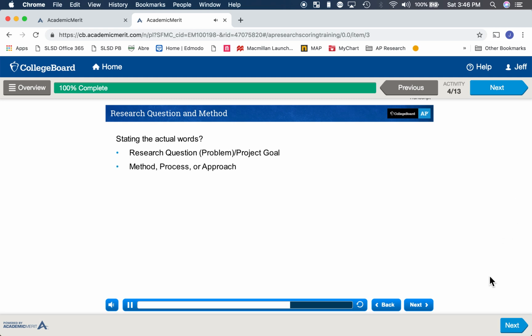A method, process, or approach is the same thing. It's a designed or chosen series of steps or tasks to generate evidence, information, a product, or process which addresses an actual and focused research question or project goal. Many students will state an actual research method, process, or approach, and they should get credit for doing so. However, whether or not they actually implemented such a method and generated the evidence, information, product, or process to address their question or project goal, that is for another row of the rubric.